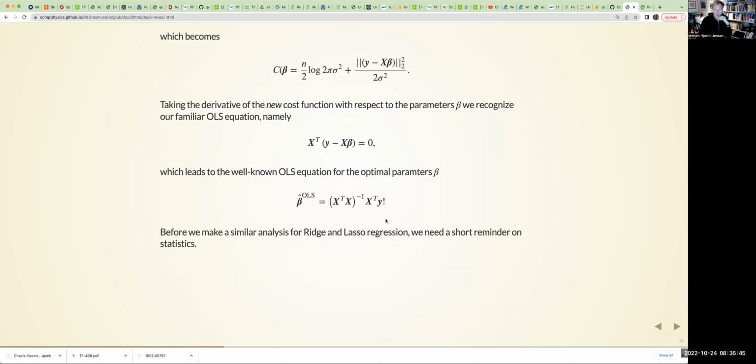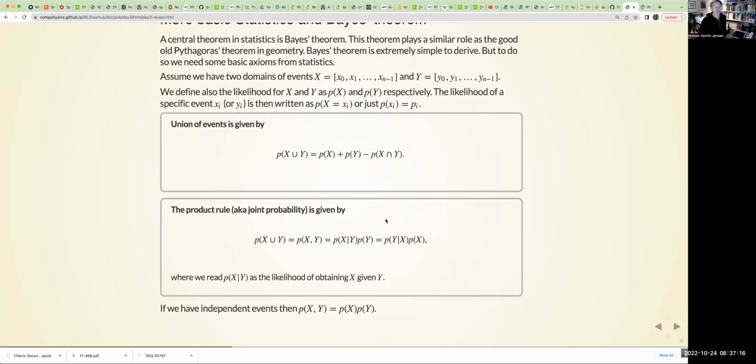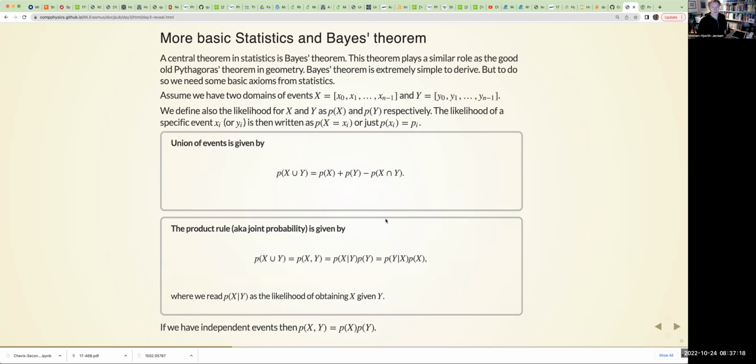Now, we are going to use this as an input to the discussion of ridge and lasso regression in terms of statistics. However, before we do that, we need to look at something called Bayes' theorem. And Bayes' theorem plays a central role in statistics, and in statistics it can be compared with Pythagoras in geometry. So let's take a look at some basic statistical properties. But before we move on, let me know if there are some questions.